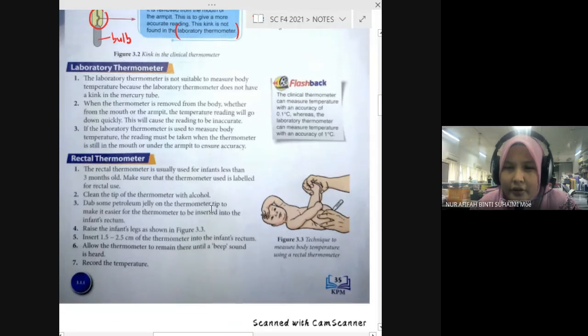Second, the laboratory thermometer. You usually use it in the lab when you carry out experiments. It is not suitable to measure body temperature, because the lab thermometer does not have a kink. So the temperature will drop to equal the room temperature when you take it out from your mouth or from your armpit. The reading will go down quickly.